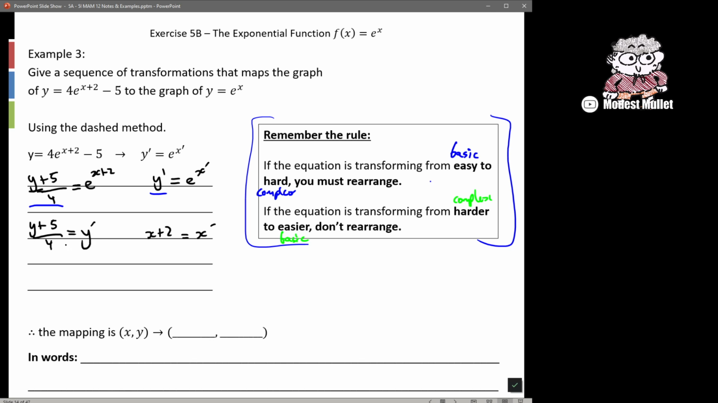Okay. Now, as you can see here, we've already got it written in terms of my new y coordinate is equal to the old one with all this done to it. Same over here. My new x coordinate is equal to the old one with all this stuff done to it. So we don't need to rearrange. We've already got it in terms of x dash and y dash, so this makes it a little bit easier. So we can see that the mapping is just those two equations. So we get x plus 2 and we get y plus 5 on 4. And read off your transformations.